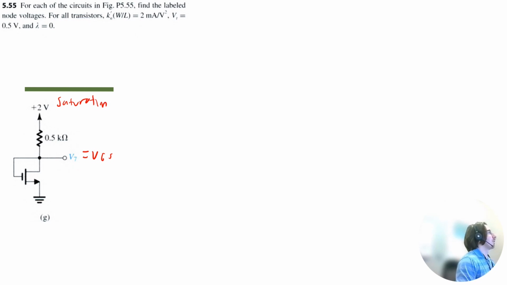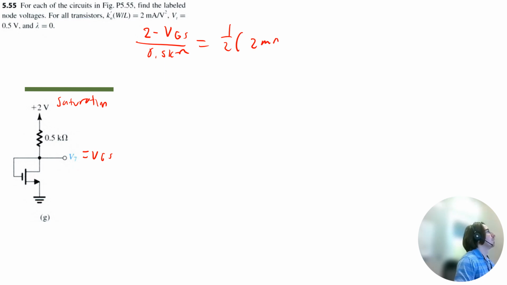So we can express the current as 2 volts minus VGS divided by 0.5 kilo ohms. And that'll be equal to 1/2 times Kn, which is 2 milliamps per volt squared, times V overdrive squared, or VGS minus the threshold voltage squared. I'm just going to plug in that value of threshold voltage right away. So once again, we're just going to be solving for VGS.